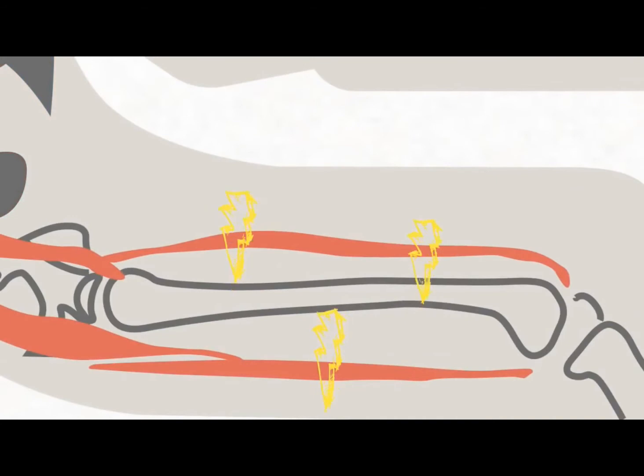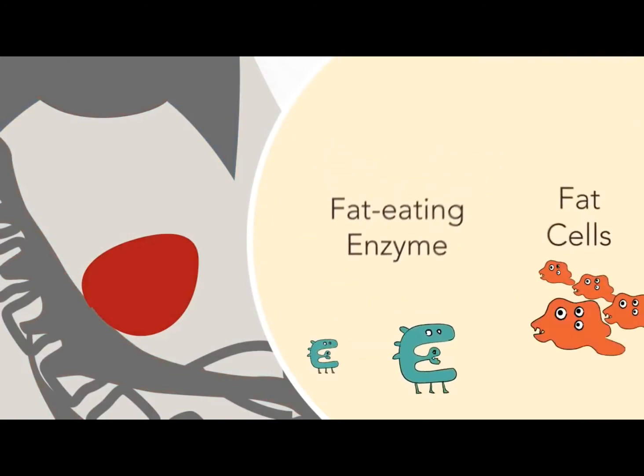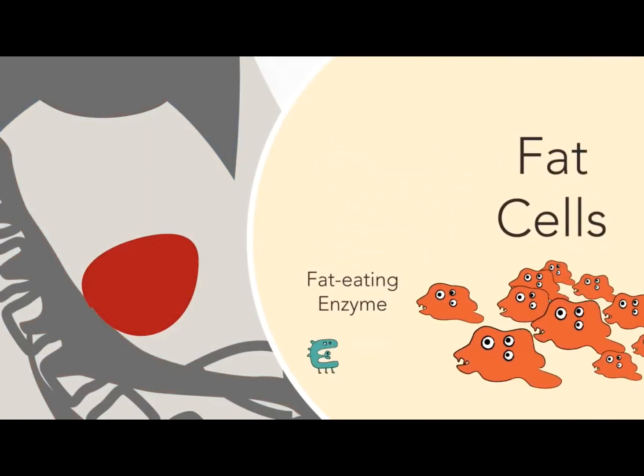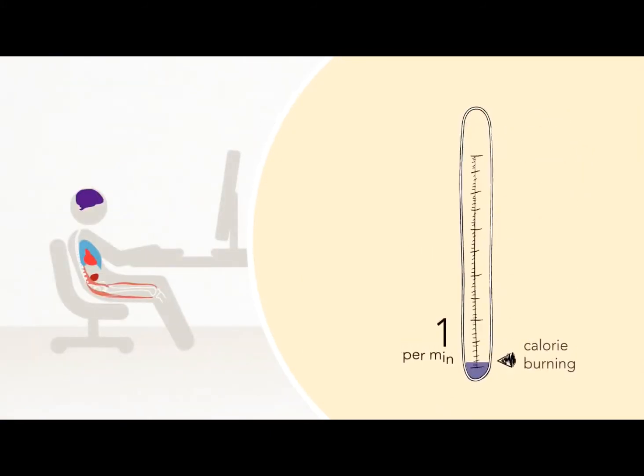Most likely you spend your workdays a lot like this guy, feeling tired and unproductive in your sophisticated ergonomic chair. Let's take a second to go over exactly what happens when you take a seat. Immediately, electrical activity in the leg muscles shuts off. Your fat-eating enzymes drop by 90%, allowing fat cells to park themselves exactly where you don't want them. Your calorie burn rate drops to less than 1 calorie per minute.